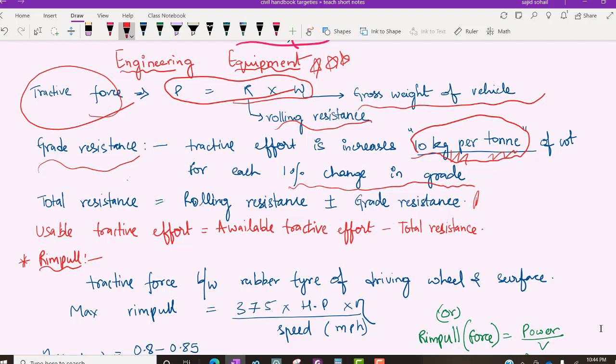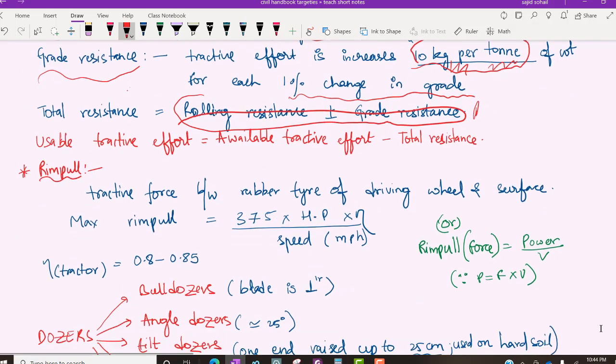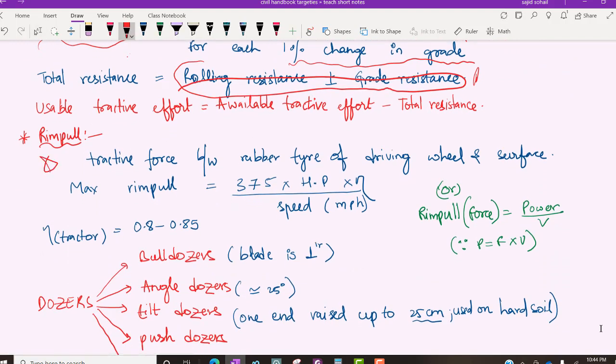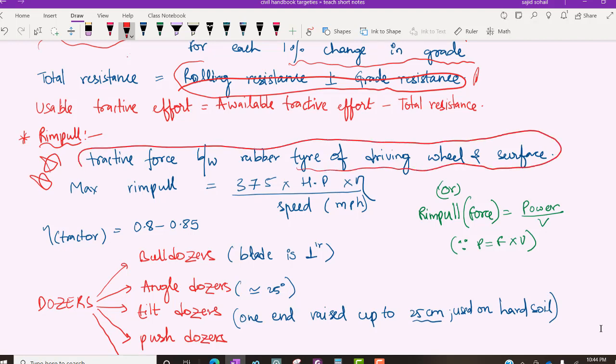And what will be your total resistance? Total resistance will be nothing but your rolling resistance plus or minus your grade resistance. I hope it is very clear. Next आके rimpull है. What is rimpull? Rimpull is nothing but the force which is being exerted by the vehicle, the tractive force between rubber tires of driving wheels and surface on which this vehicle is running, right? That I am calling rimpull.